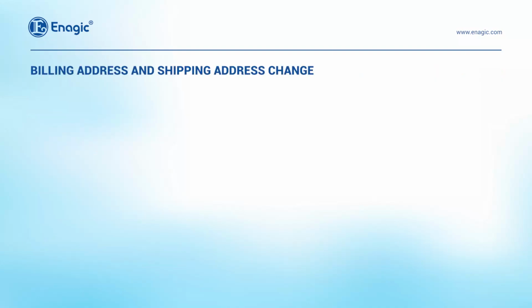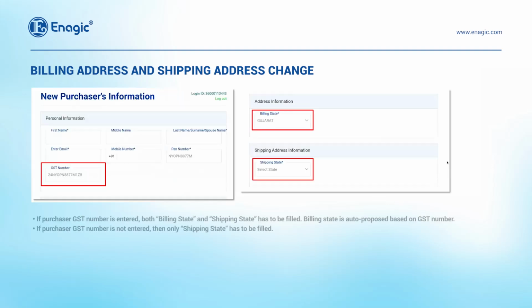Billing address and shipping address change. If purchaser GST number is entered, both billing state and shipping state have to be filled. Billing state is auto-proposed based on GST number. If purchaser GST number is not entered, then only shipping state has to be filled.